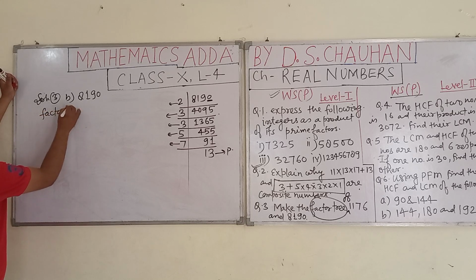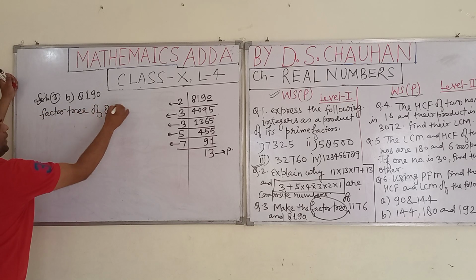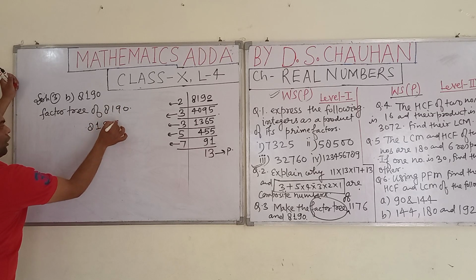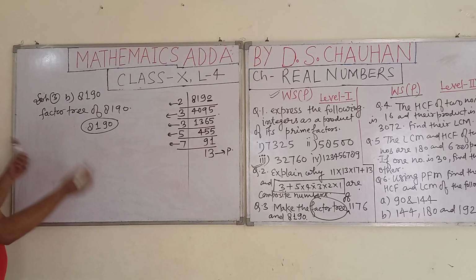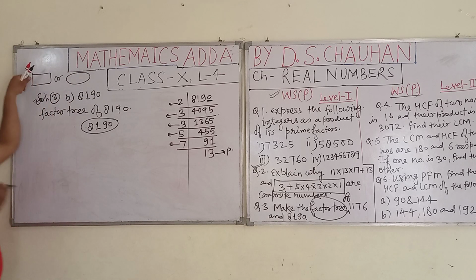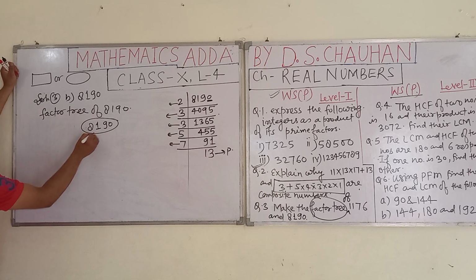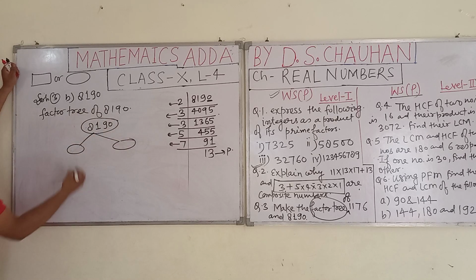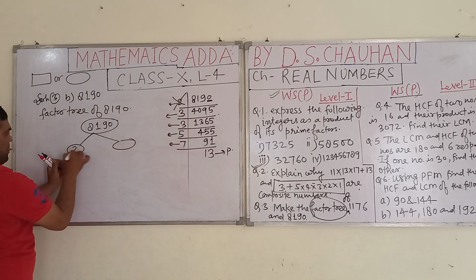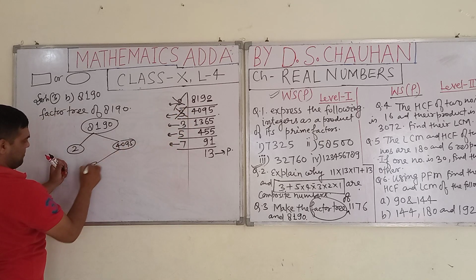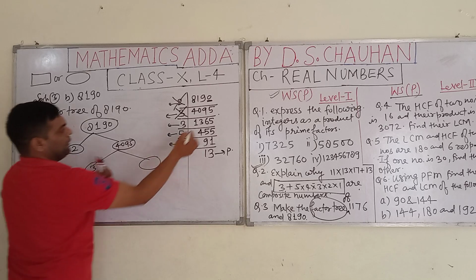So the factor tree of 8190 can be made like this: you write 8190 first in an oval box or rectangular box. Any one you can make. On the left hand side, students, you write the prime number, and on the right hand side you write the composite number. See here, this 2, what will remain? 4095. Then 3, what will remain here?